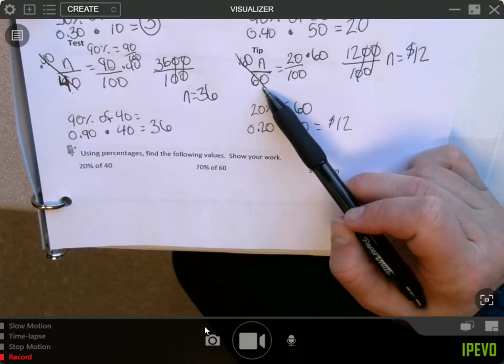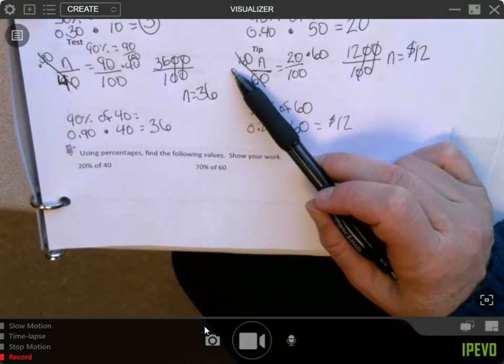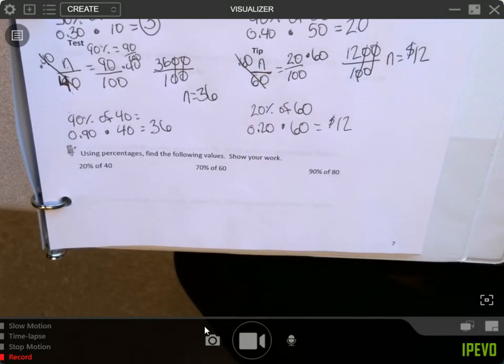So whatever that whole number is on the bottom, that's the number that we multiply both sides by. So you have to find the whole number, not the percent. The whole number goes on the bottom. It equals that percent as a fraction.